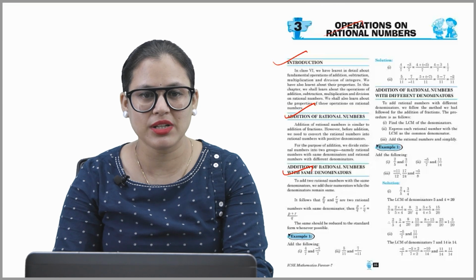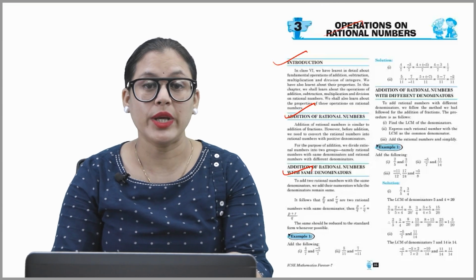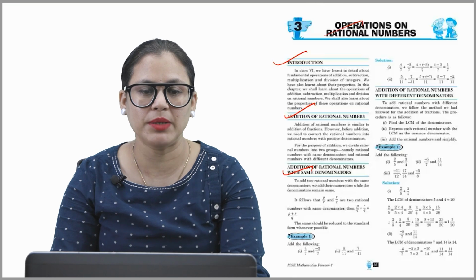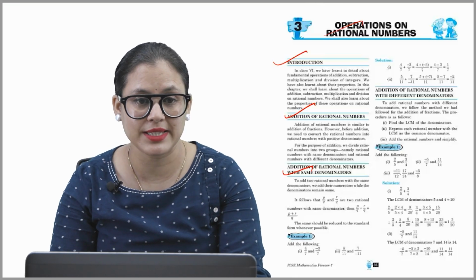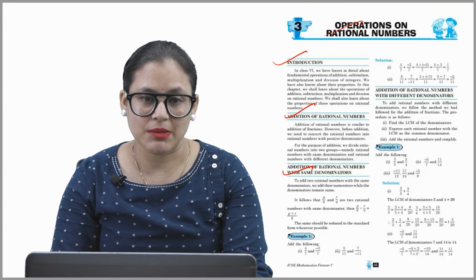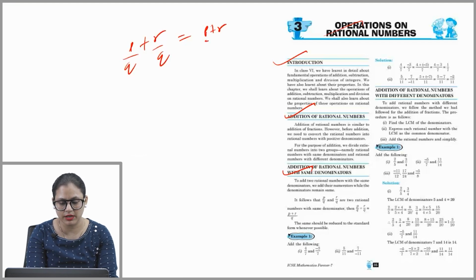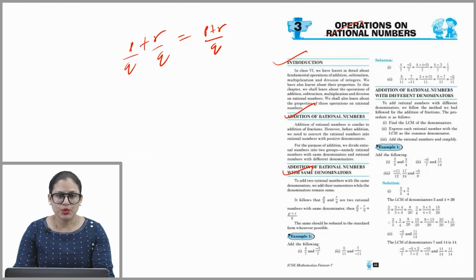Addition of rational numbers with same denominators. To add two rational numbers with the same denominators, we add their numerators while the denominators remain same. If P by Q and R by Q are two rational numbers with the same denominator, then P by Q plus R by Q is P plus R by Q. The same should be reduced to the standard form whenever possible.